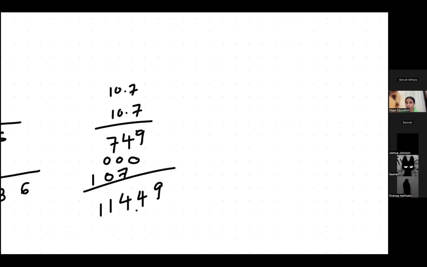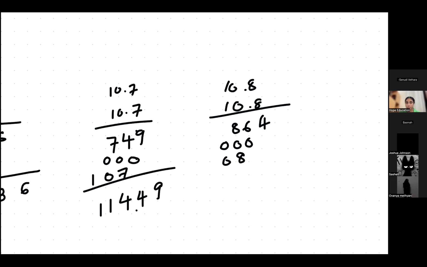I'm just putting myself in your shoes and trying it just like how you would try it. 8 times 8 is 64. 8 times 1 is 8. Then 0, 0, 0. 1 times 8, 1 times 0. 1 times 1 is 1. 4, 6, 8 plus 8 is 16 and 1. So 10.8 multiplied by 10.8 is 116.64.